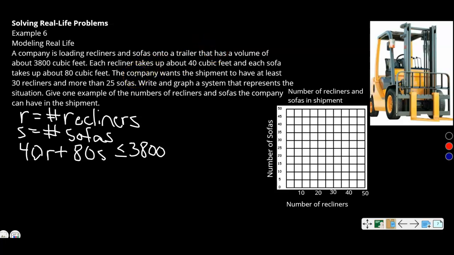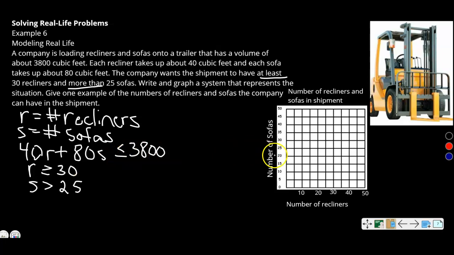All right, so it says the company wants the shipment to have at least 30 recliners. Okay, recliners are R again. So we need R to be greater than or equal to 30. At least means greater than or equal to 30. And it says more than 25 recliners or sofas. So we're going to have sofas has to be more than, which is just greater than 25.